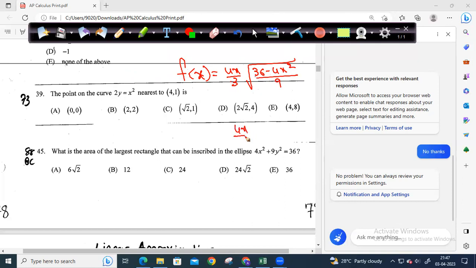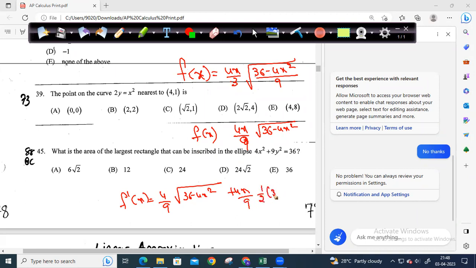So this is 4x by 3 into square root of 36 minus 4x square by 9. This is your function, right? That is what I got. Now, f of x. Find f dash x using the UV rule. 4 by 9 into square root of 36 minus 4x square plus 4x by 9 into 1 by 2 into 36 minus 4x square to the power of minus 1 by 2 into the derivative of 36 minus 4x square, which is minus 8x.